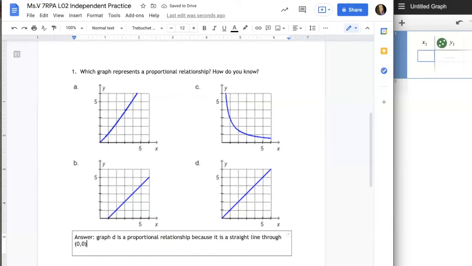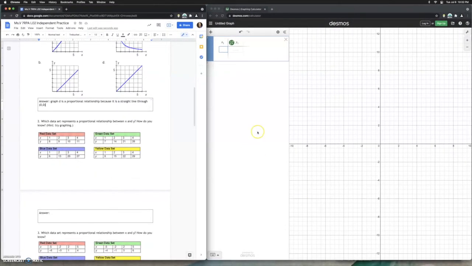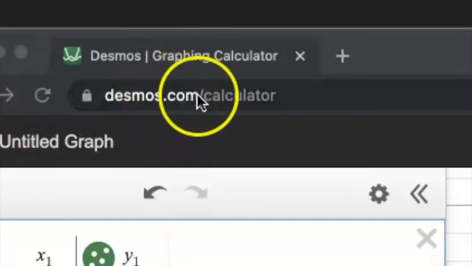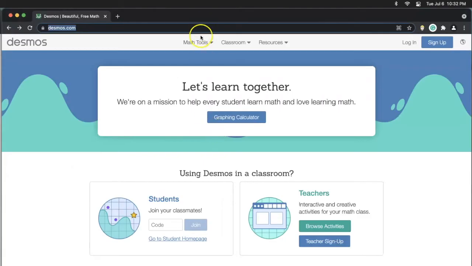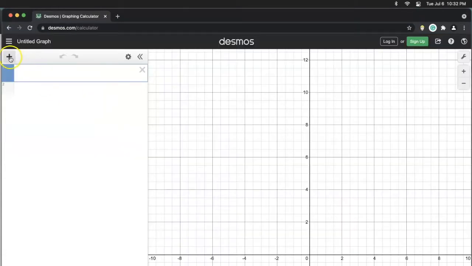Okay, let's move on to number 2. And you may notice that I have Desmos up here, and that is because we will be graphing these data sets in number 2. So which data set represents a proportional relationship between x and y? How do you know? So we're going to try graphing. And I just went to desmos.com. I clicked Math Tools, Graphing Calculator, and then I clicked the plus button and typed in, and then clicked Table.